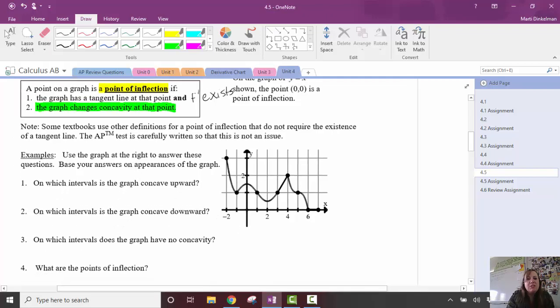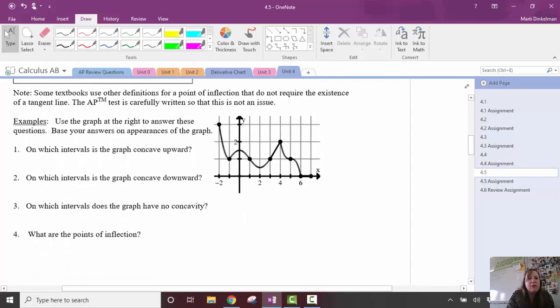Okay, and now just to get used to concavity a little bit, on which intervals is the graph concave upward? So concave up are the smile. So it looks like this is probably a little bit of a smile here, probably, and then a little bit here. Okay, and we can write those intervals down, but I'm just going to highlight them for now.